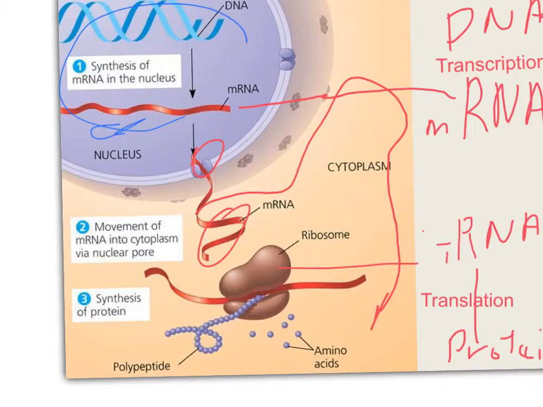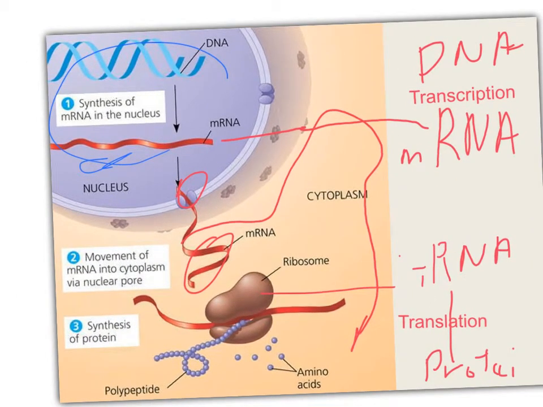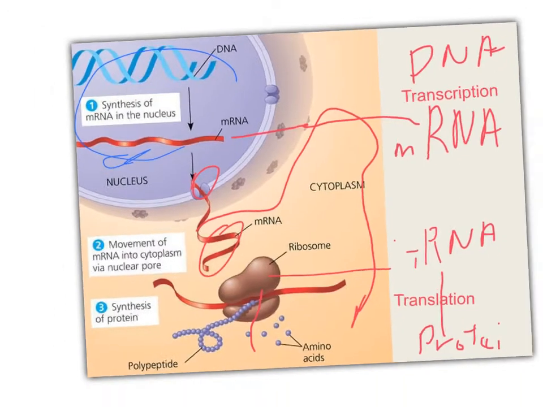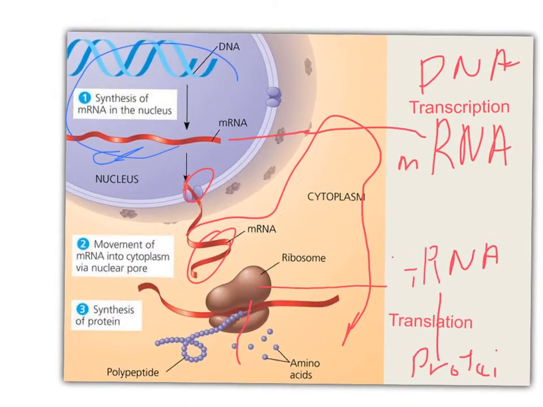So we go from transcription to translation. Transcription happens inside the nucleus. Translation happens in the cytoplasm. Amino acids are essentially peptides, and they're strung together in a long polypeptide chain, like this. And this is what the protein actually is.